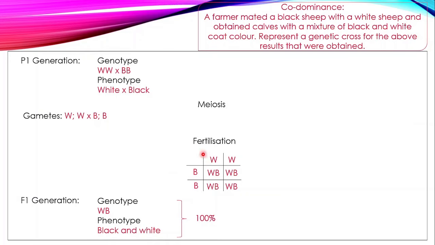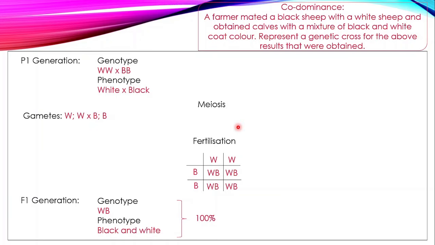And then we have our gametes here again during fertilization in our Punnett square. And when they are crossed, they make WB for all of them. So then the genotype of the F1 generation, which is the offspring, the P1 generation are the parents. So in the offspring, all of these will be WB, and for the phenotype, they will be black and white.